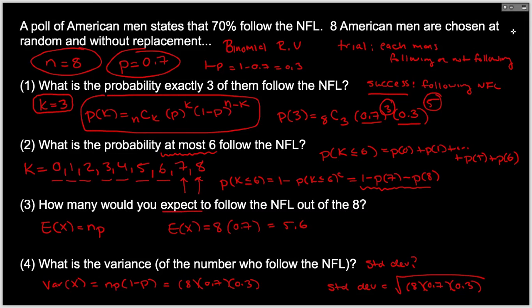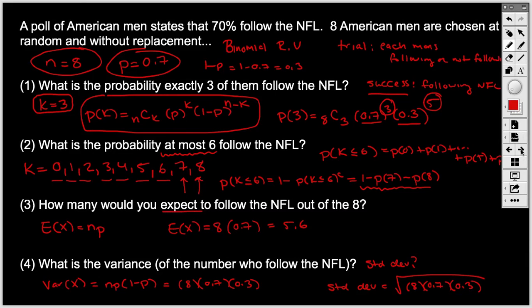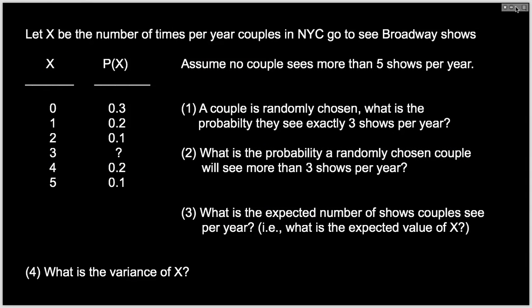Okay. So then, one last question. This one's not a binomial random variable problem. It's just a random variable problem. It's a discrete random variable problem. So let X be the number of times per year couples in New York City go to see Broadway shows. And just assume that no couple sees more than 5 shows per year. Right? So I put the values of X down, and then I wrote the corresponding probabilities with respect to that random variable.